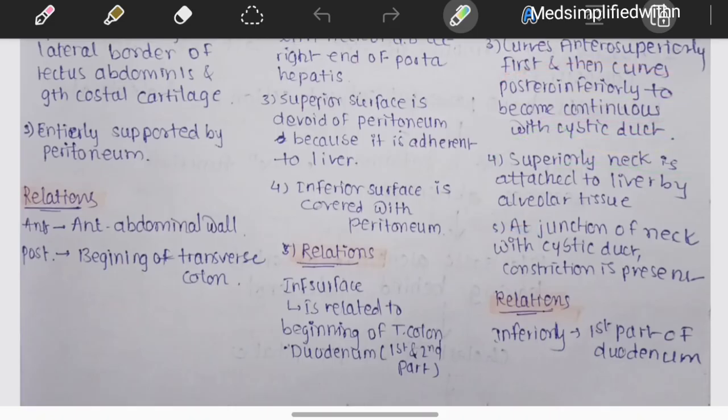Superiorly, the neck is attached to the liver by areolar tissue, and at the junction of the neck and the cystic duct, a constriction is present.